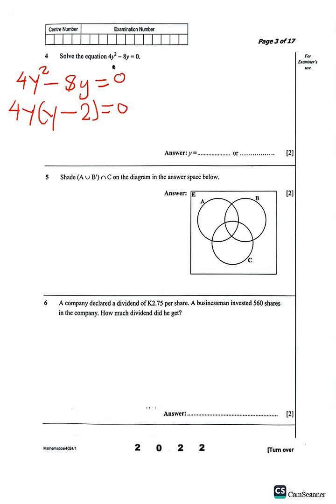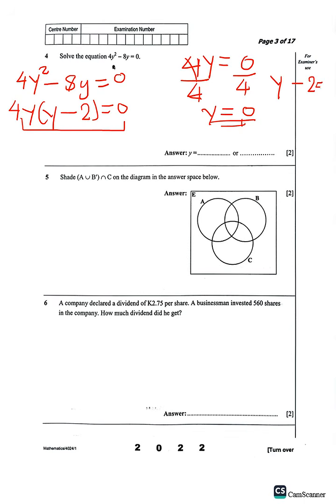Then the first part will be 4y, you equate it to 0. For us to isolate y, you divide by 4, even here by 4. So our final answer, y is equal to 0. Then the other part is y minus 2 is equal to 0. If we move negative 2 to the other side, it will give us positive 2. So these are the two values of y: y is equal to 0, and the other one, y is equal to 2.